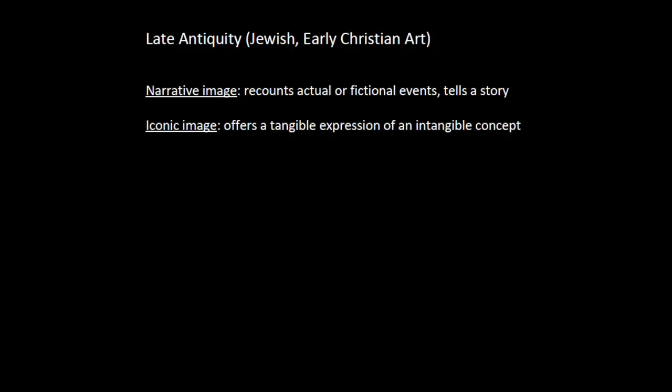Okay, now we're going to get into late antiquity, Jewish and early Christian art. So most, if not all, religious art can be split into these 2 categories: narrative image and iconic image. The development of the Christian church is so important to the canon of Western art because until the 1900s, it was the church and the state, usually a Christian state, that was commissioning the bulk of the art.